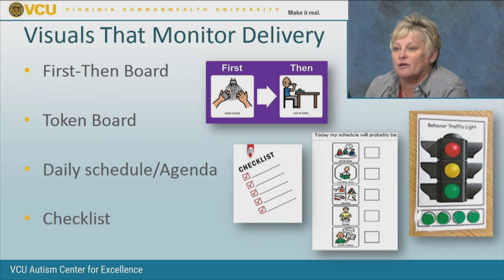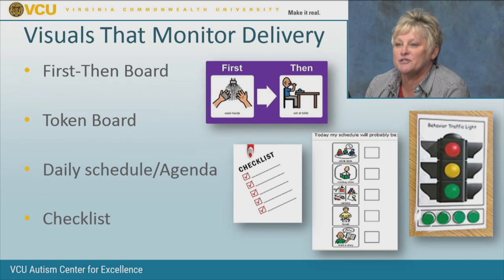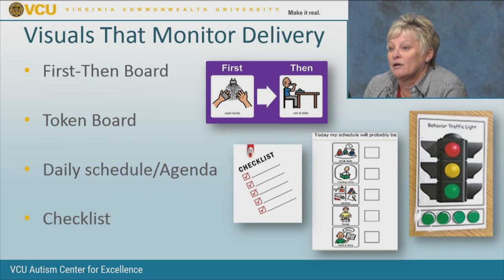The simplest monitor of delivery is a first-then, and that's continuous. First, Tracey's going to do this, then you're going to receive this. The next option may be a token board. The token board on this slide is represented to the far right and looks like a traffic light. The student has the opportunity to earn 4 tokens, then a motivator.